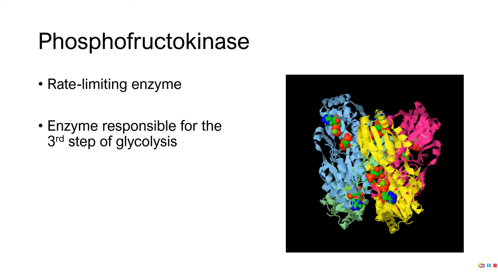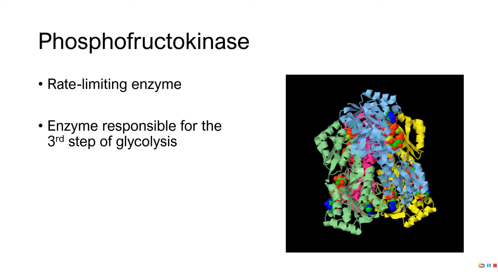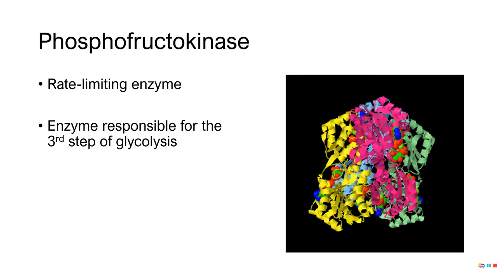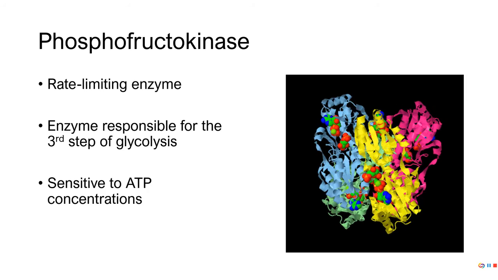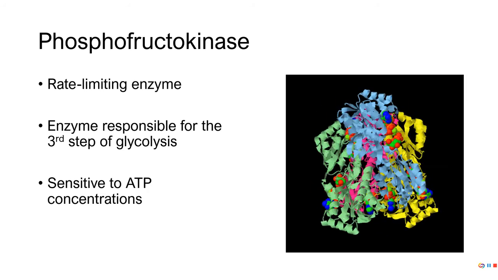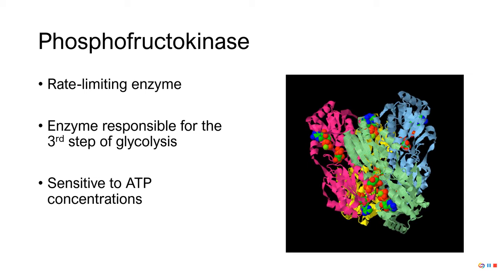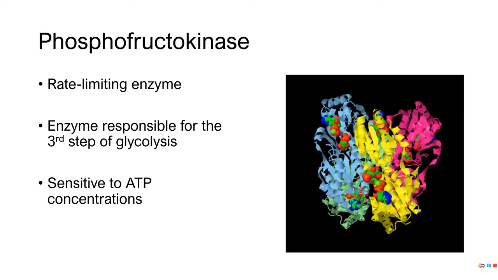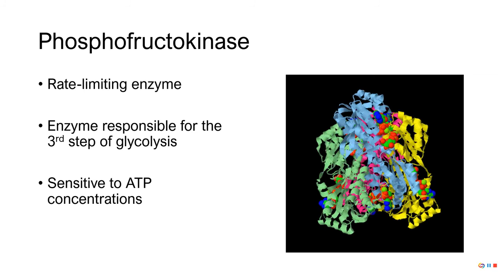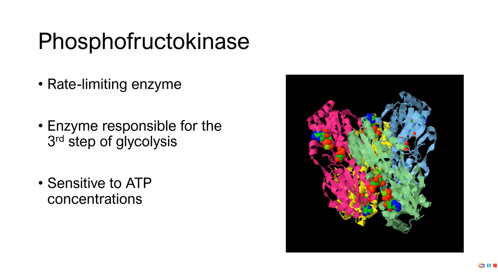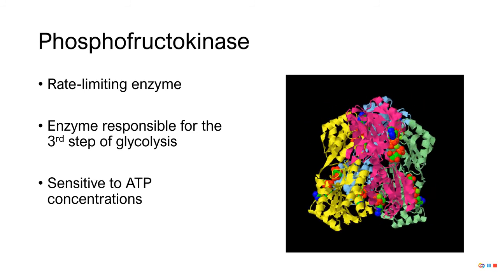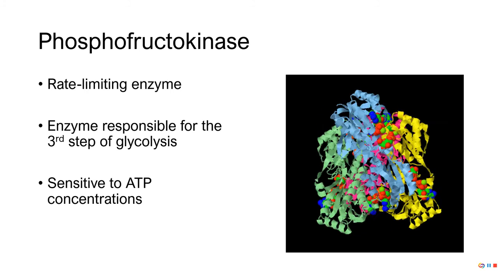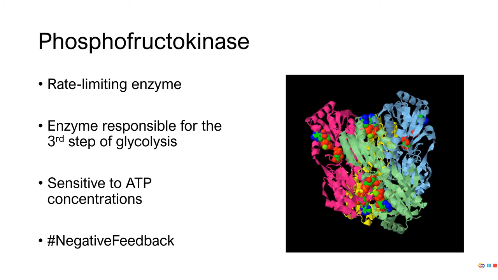Okay, and this is a three-dimensional spinning model of it, right? All right, so just like creatine kinase, phosphofructokinase is sensitive to ATP concentrations. As ATP concentrations increase, that means we've got a lot of available ATP, which means we don't need to really go through glycolysis, so phosphofructokinase activity decreases. However, if we have low ATP concentrations, the activity level of phosphofructokinase is increased. So again, an example of a negative feedback loop.